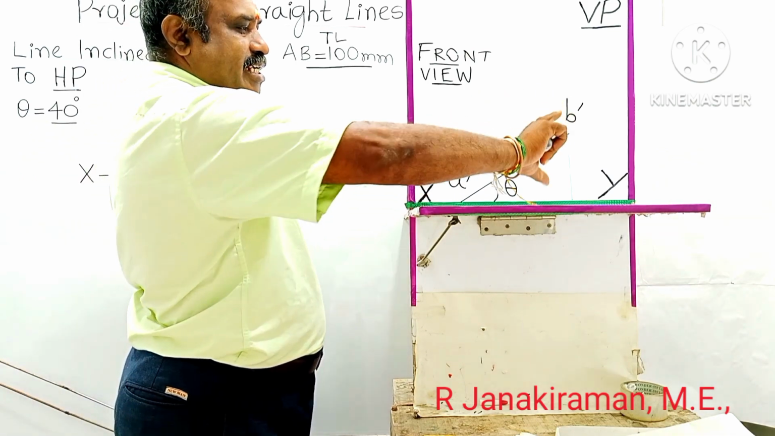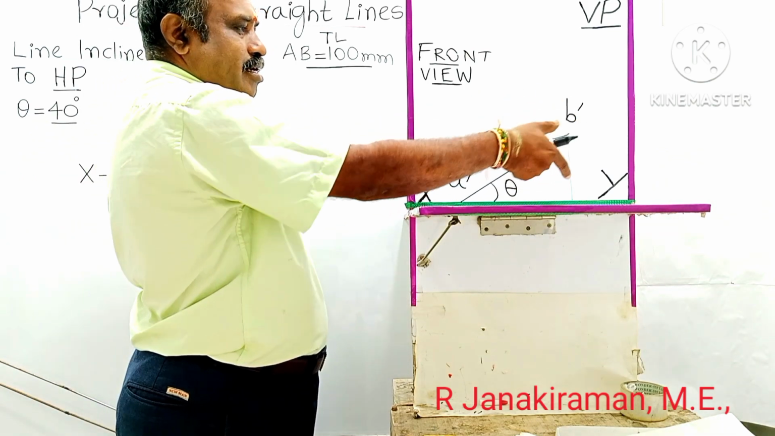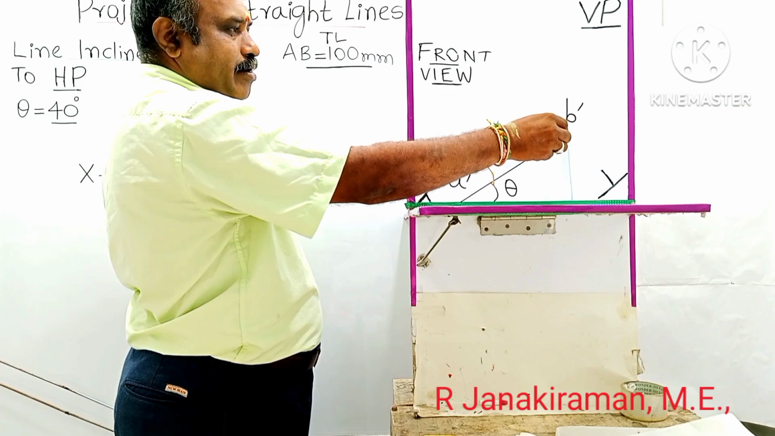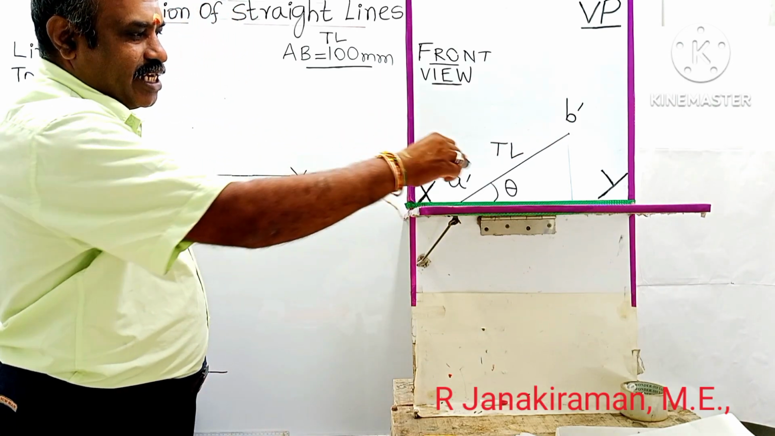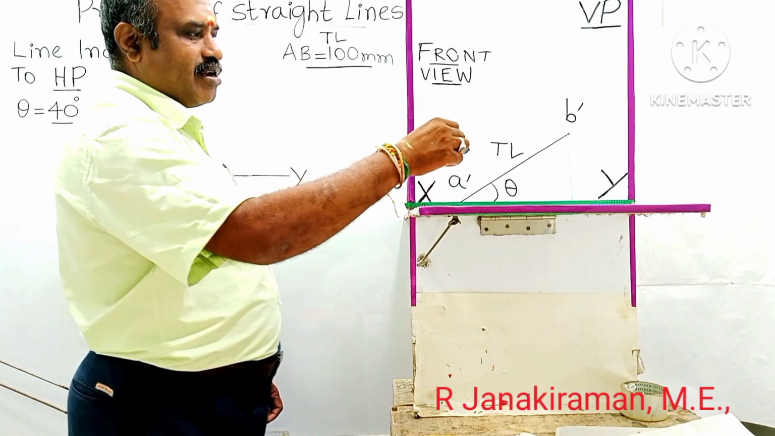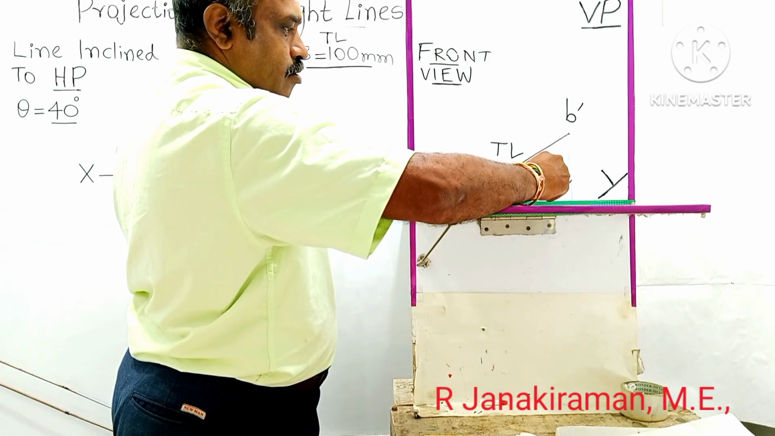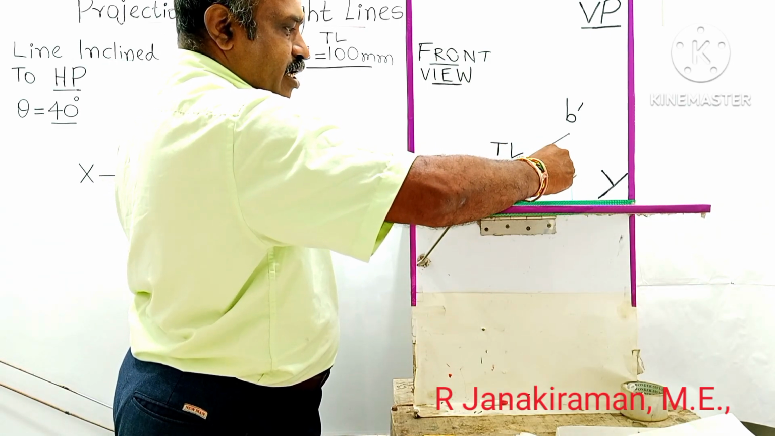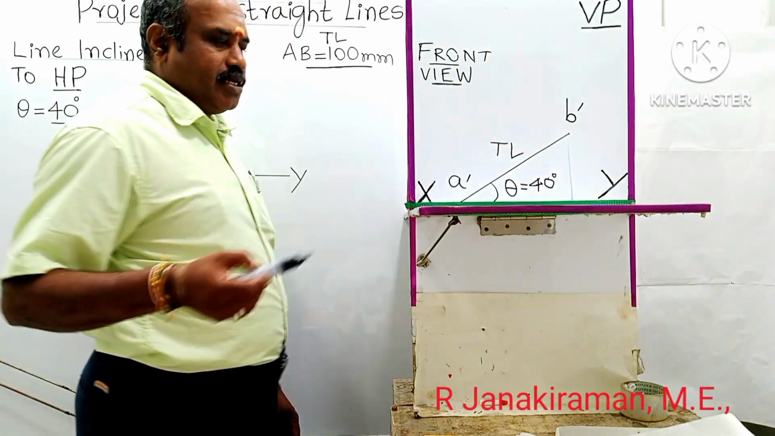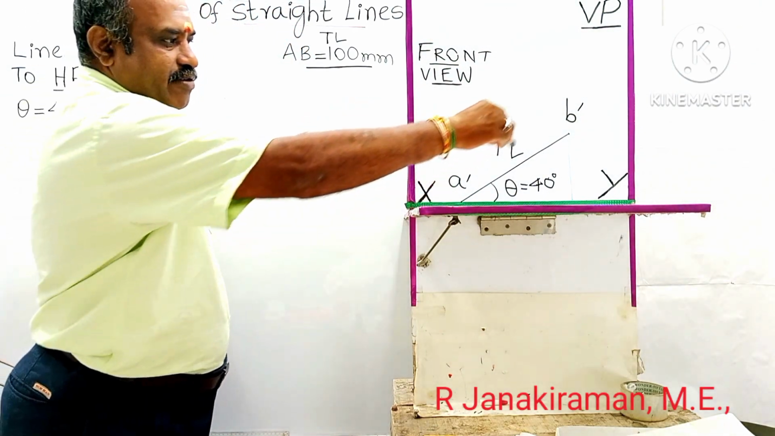Similarly, at a certain height, the B dash point is projected. This theta is the angle of inclination, 40 degrees, 40 degrees inclined to HP. The view obtained is called the front view.